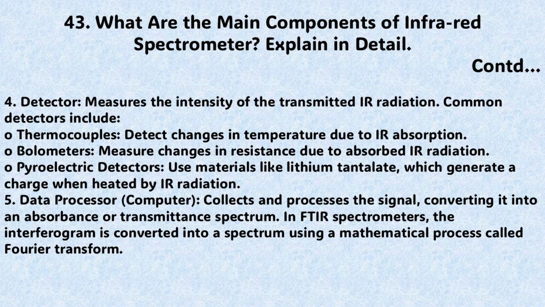Bolometers measure changes in resistance due to absorbed infrared radiation. Pyroelectric detectors use materials like lithium tantalate, which generate a charge when heated by infrared radiation. Data processor, computer: collects and processes the signal, converting it into an absorbance or transmittance spectrum. In FT infrared spectrometers, the interferogram is converted into a spectrum using a mathematical process called Fourier transform.